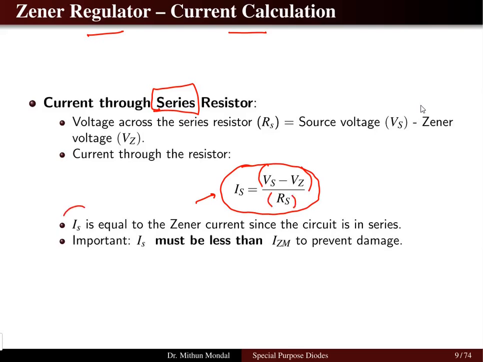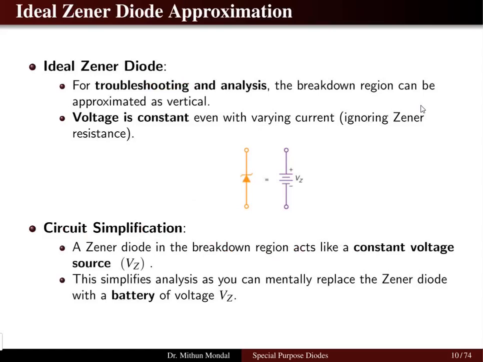So the current Is, which is the Zener current, because it is equal to the source current also, because it is a series circuit, and the same current will be flowing in the Zener resistance and the load. So the current Is must be lesser than the reverse maximum current, which is the Zener breakdown current, to prevent any damage.